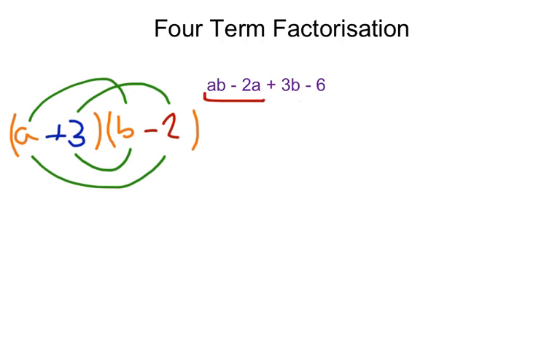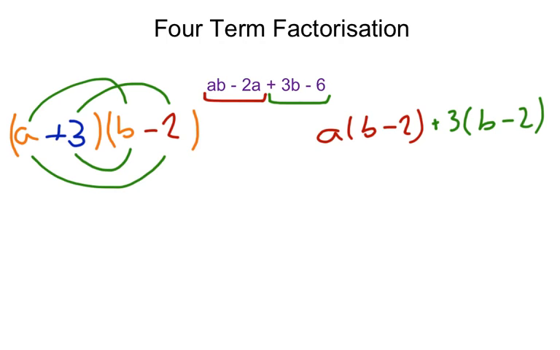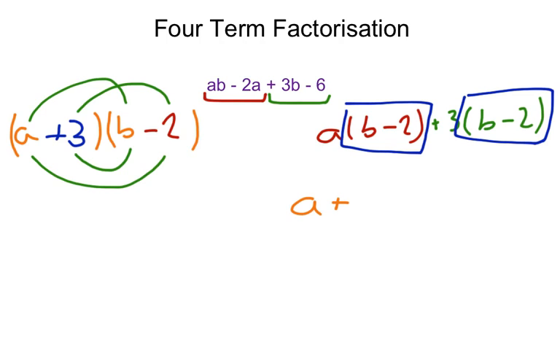Looking at the other method, we first of all factorise the first pair, and we can see that a comes out of that, leaving us with b minus 2. Then we factorise the second pair. We can factorise a plus 3 out of that, leaving us with b minus 2 as well. And now that we have the same bracket in both parts, we can factorise out all of it. So we get a plus 3, that bit and that bit, inside one bracket, and the b minus 2 in the second bracket.